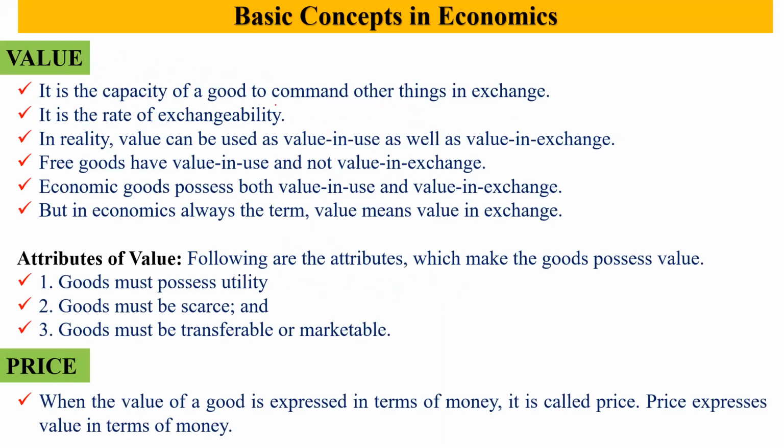So it is the capacity of good to command other things in exchange. That is, it is the rate of exchangeability. That is, there is one good A and there is another good B. The rate at which these two goods are exchanged. Suppose there are two types of food grain, rice and wheat. So 1 kg of rice is equal to how much kg of wheat? So this is the value of rice in terms of wheat. So it is the rate of exchangeability between the two commodities.